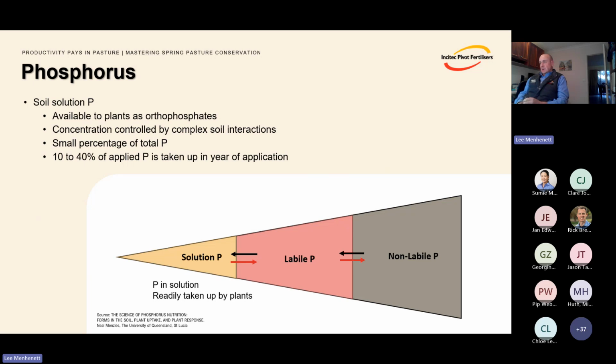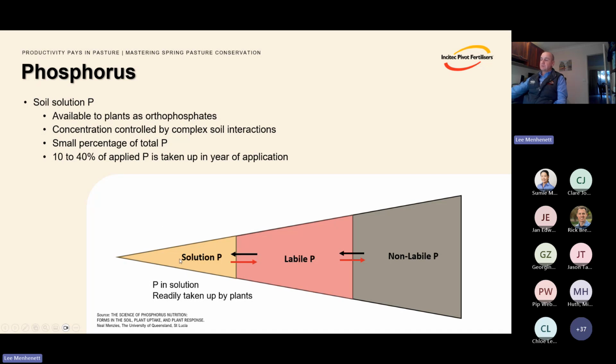Okay, so on to phosphorus. So hopefully that sets out the nitrogen strategy. With the phosphorus, this is a phosphorus pool. So only a very small amount of the phosphorus that sits in the phosphorus pool is in this available soil solution area. Most of it sits in these non-labile recalcitrant forms of phosphorus, some in this labile form, which cycles in and out of this solution P.